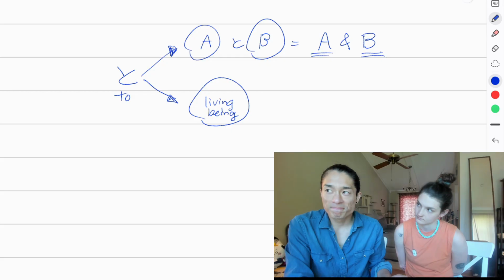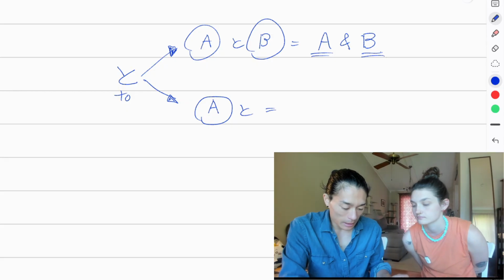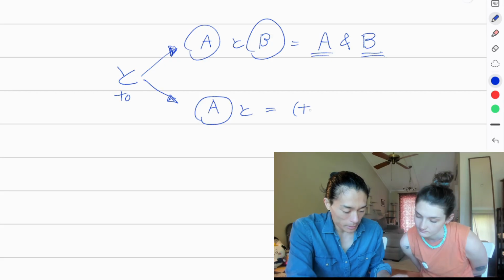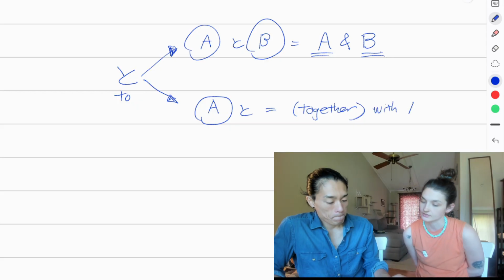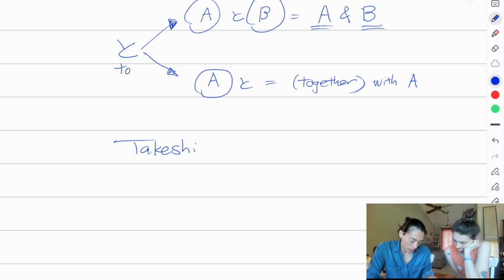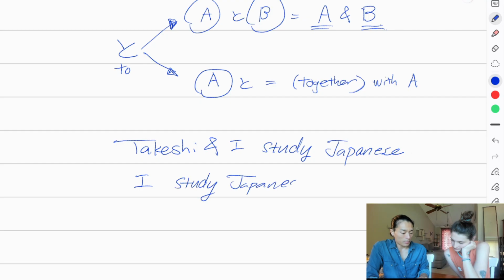The other function is with a living being. I mean, sometimes it doesn't necessarily have to be a living being. Let's just make it a noun. Noun "to" equals "together with." So just combining stuff, basically. Combining things together. For example, if you want to say I study with my friend, then you put "to" after my friend, right? For example, Takeshi and I study Japanese versus I study Japanese with Takeshi. These two sentences are basically the same meaning, right?